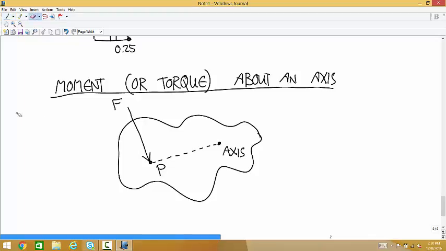That's a pretty strict requirement. There's no reason to believe that if you apply some random force to an object and its axis is here, that the force is going to be perpendicular to that line, right? That's asking a lot. We'll figure out how to deal with it in a second if that's not the case. But for now, we're going to assume that the force is perpendicular to this line. So this is a right angle.